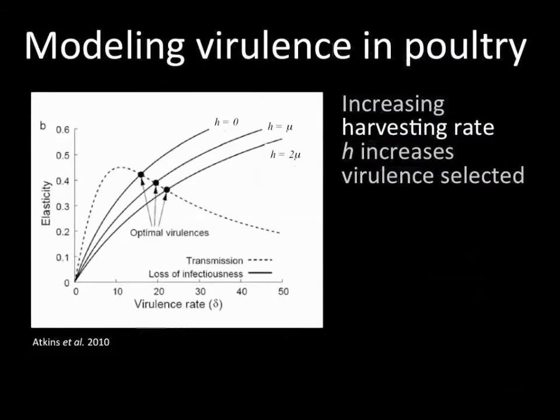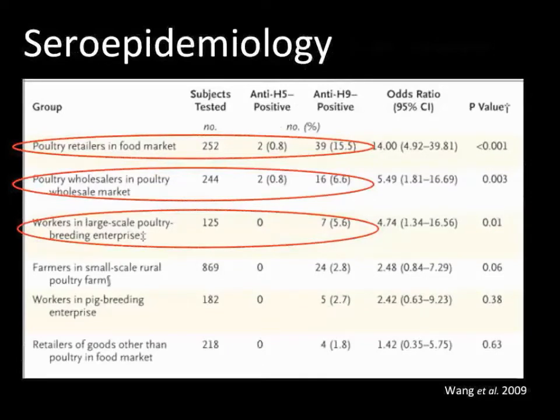Preliminary modeling is exploring the mechanism of this shift in virulence. A model by a group I was a part of, led by Yale's Alison Galvani, shows increasing the rate poultry are harvested, which is a move at the center of industrial stock breeding, could select for increased virulence in influenza, even as genetic susceptibility in and of itself may not. A series of seroepidemiological studies of workers, meanwhile, shows multiple influenza types widespread across the poultry supply chain. Wang's group, for instance, showed H9 across the commodity chain in China, especially among market retailers and wholesalers and workers in large-scale poultry breeding enterprises.